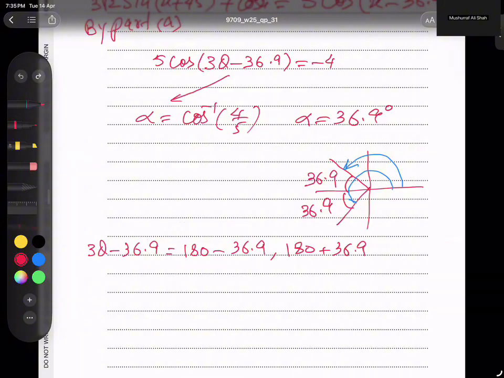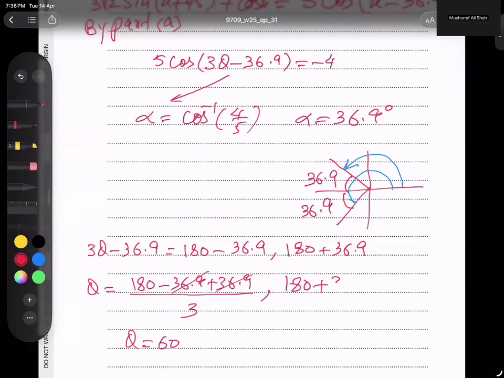I'm going to show you properly so you can understand. 180 minus 36.9 plus 36.9 and divide by 3. This cancels out and we get 60 degrees. Second, 180 plus 36.9 and plus 36.9 and divide by 3. And when you type it in the calculator, we are getting 84.6.